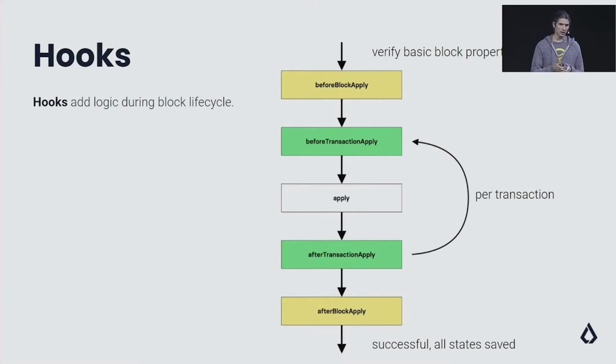Hooks, I'm going to give you just a refresher here. Again, many more details upcoming in the next session. Hooks are used to add the logic to the block lifecycle. So when a new block is processed, we first verify some basic properties of the block, and then the before block apply hook is called. And then for each transaction in the block, we go through these 3 steps of before transaction apply, and after transaction apply. After all the transactions have been processed like this, finally, we have the after block apply hook, and if everything went well, the processing has been successful, and all state changes have been saved. So modules can inject protocol logic during each one of these steps.